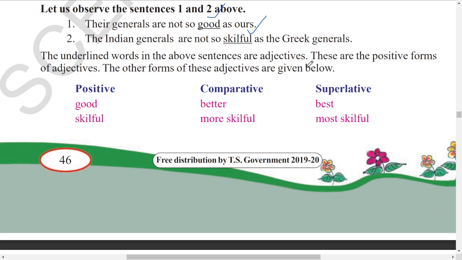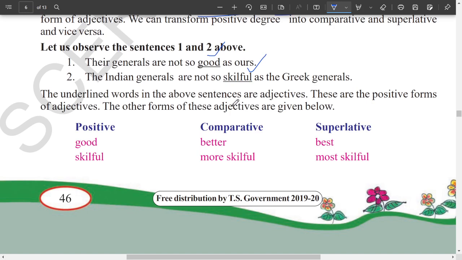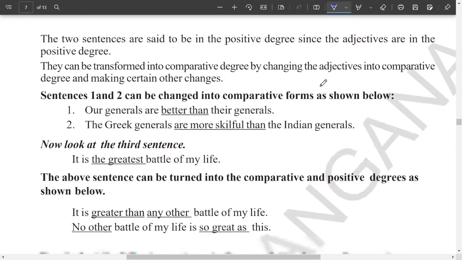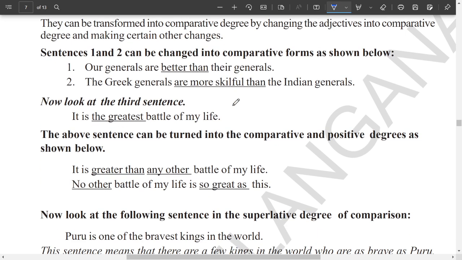The forms of these adjectives are given below. So good, better, best. So that is positive, comparative, and superlative. You must know this: positive degree, comparative degree, and superlative degree. Skillful, more skillful, most skillful are the positive, comparative, superlative. Now the two sentences are said to be in the positive degree since the adjectives are in the positive degree. They can be transformed into comparative degree by changing the adjectives into comparative degree and making certain changes. So when you want to change them into comparative, you have to change the adjective, and certain other changes are also needed.